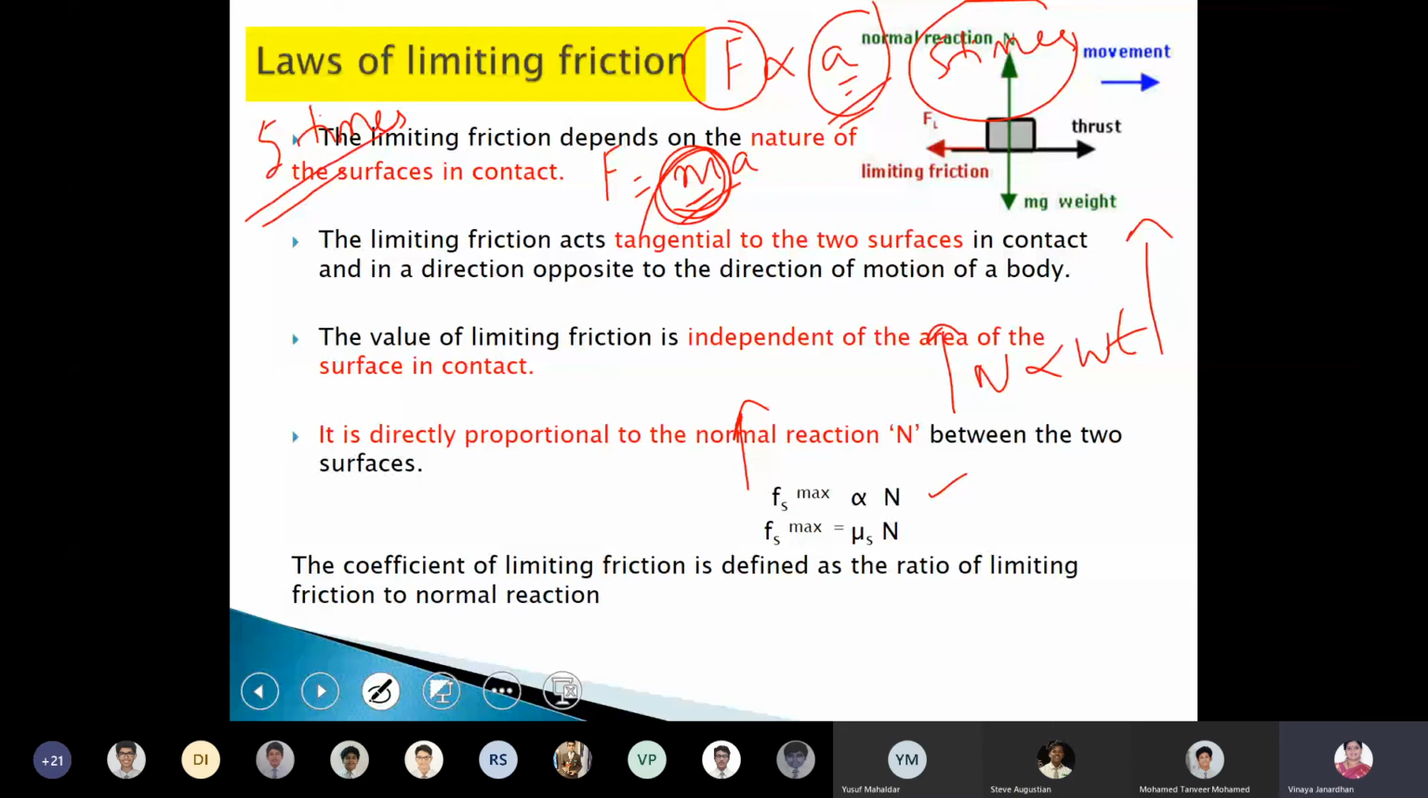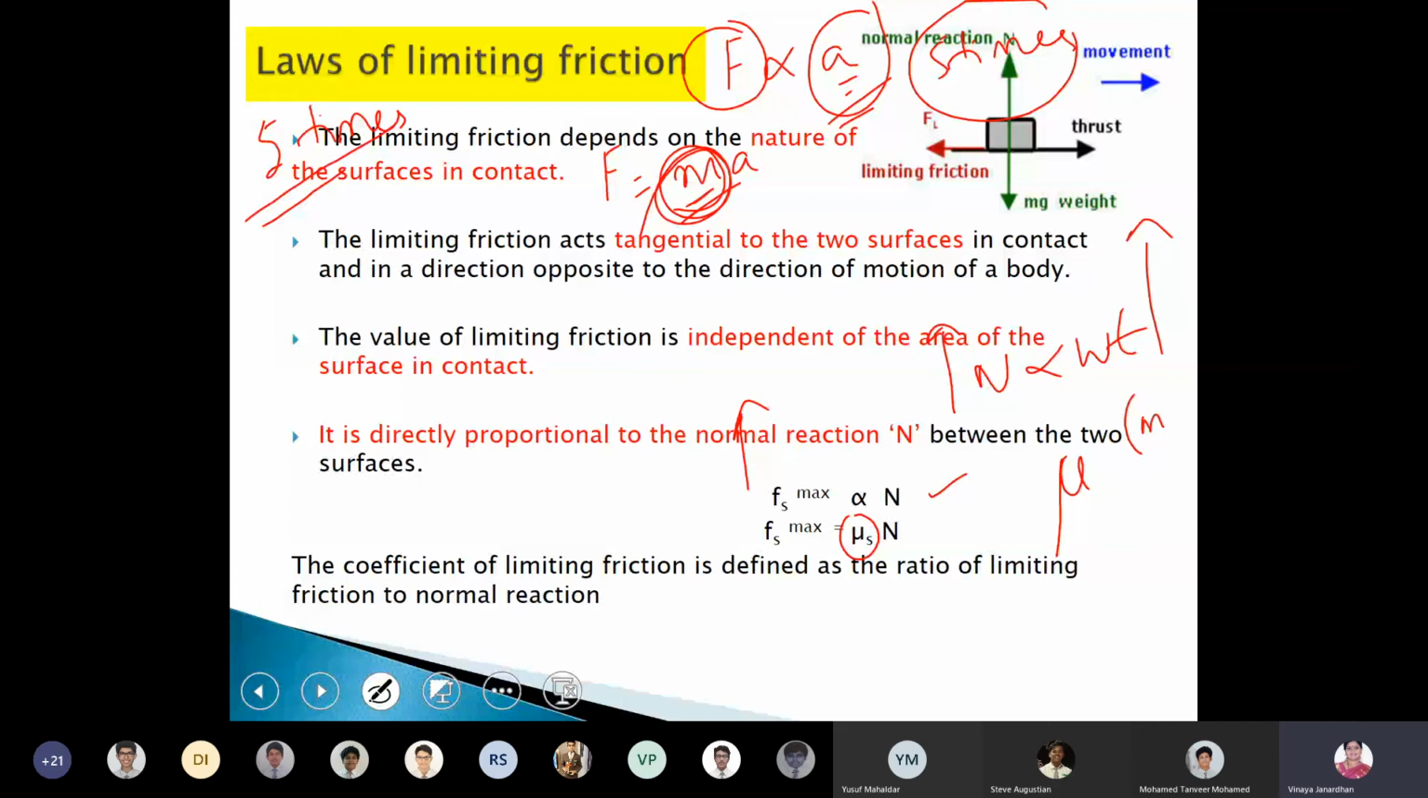So F_s maximum, that is what we call mu_s. Are you familiar with this symbol? Yes, ma'am. We call this mu. In optics, this term is used to indicate the refractive index of a medium, right? So different branches of physics have different identities.